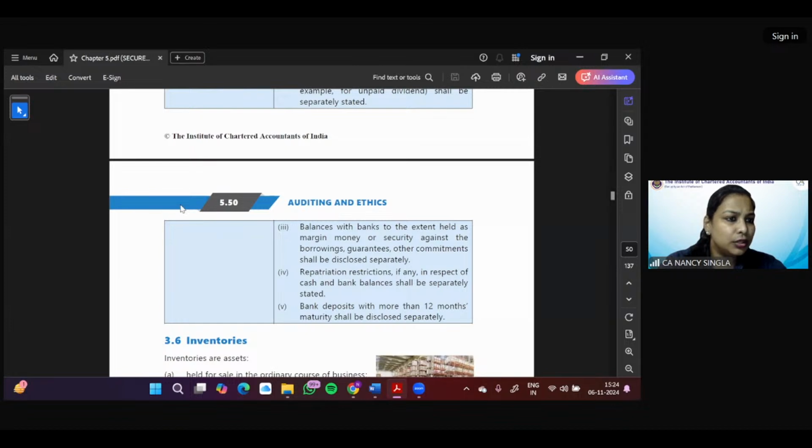Quickly send in your replies. Om Krishna Gupta is saying clear. Others also please reply. Then we'll start with the next topic, which is what?